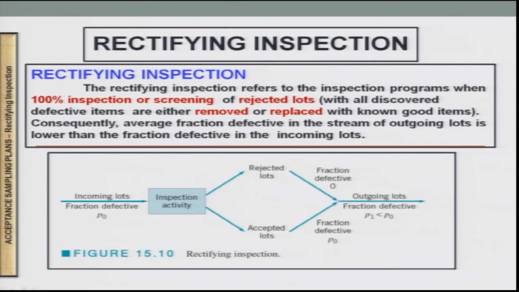Now, you want to concentrate on the concept of rectifying inspection plans. The rectifying inspection refers to inspection programs where 100% inspection or screening of the rejected lots is done, and those bad items which have been discovered are either removed or replaced with known good items. Consequently, the average fraction defective in the stream of outgoing lots is lower than the fraction defective in the incoming lots, because those bad items I replace, but obviously there would be some other bad observations which I have not been able to replace.